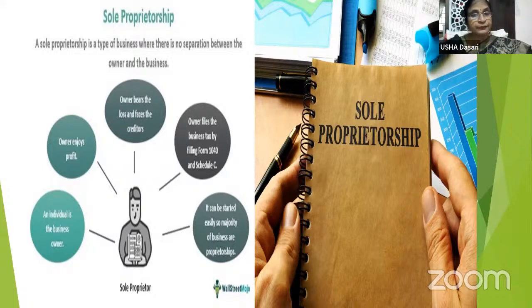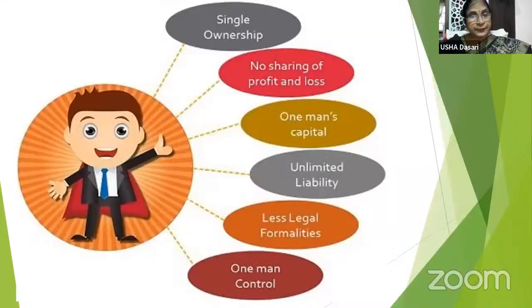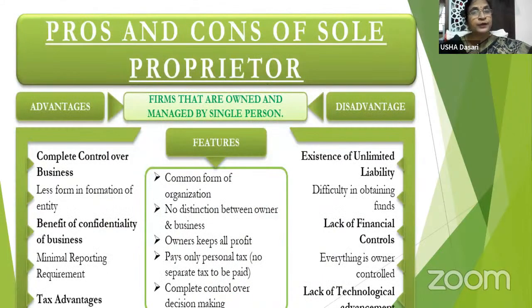So in simple words, we can say that sole proprietorship is the simple form of organization which is suitable where the market is local, at the same time personal contact with the customer is required, the size of business is very small, and the business is of a speculative nature. So these are the advantages of the sole proprietor.